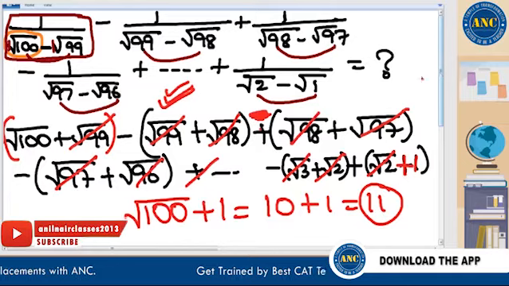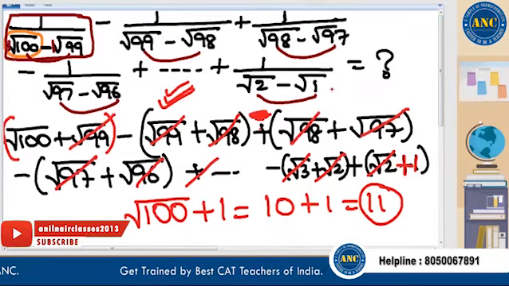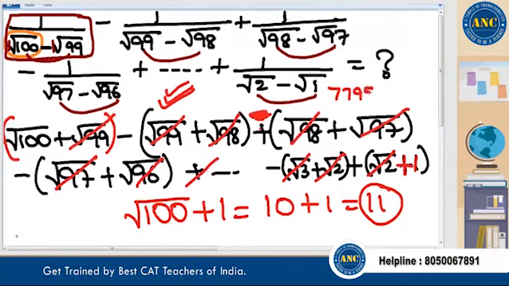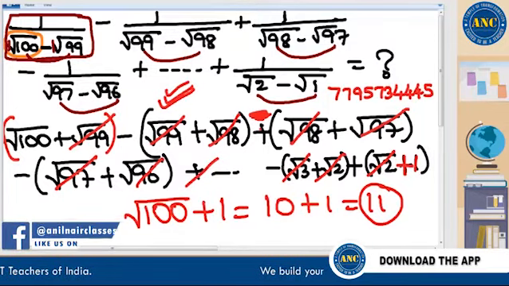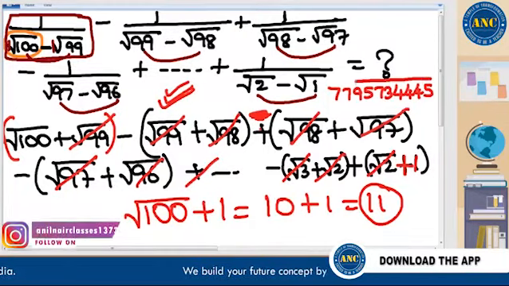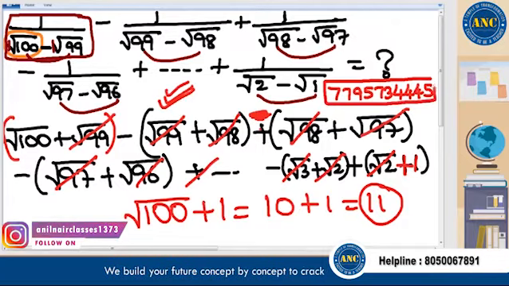Girish Yadav, you can call me after the class is over, sir. This is my number 7795 734445. Now the concentration is on class. You can call me after the class.